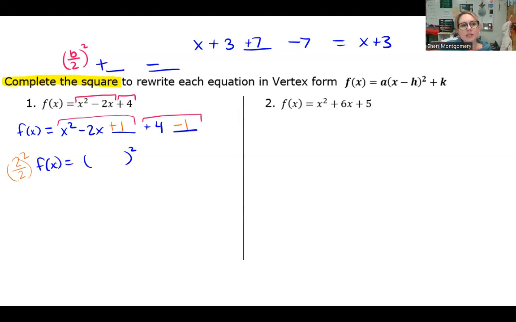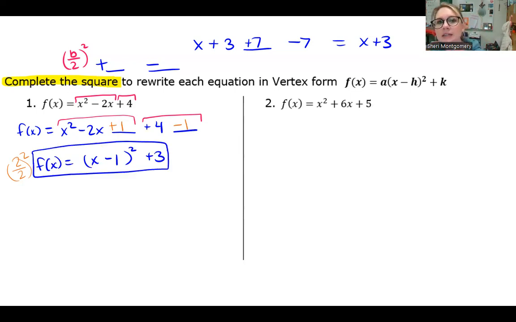So this little part here always becomes x, and then you take that middle term and you half it. So what's half of -2? -1, right? And then now for my second part, I look at this. So what's 4 minus 1? That's 3. So now I am in this form.